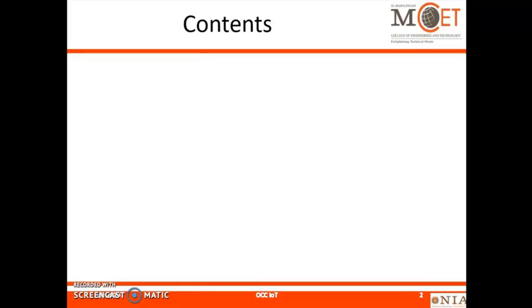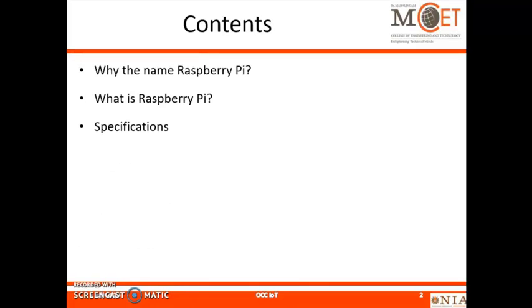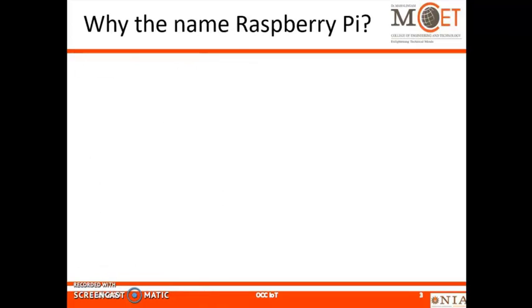Introduction to Raspberry Pi. So these are all the contents that we are going to discuss in this session. Why the name Raspberry Pi? What is Raspberry Pi actually and its specifications, basic architecture of Raspberry Pi and the features of Raspberry Pi.